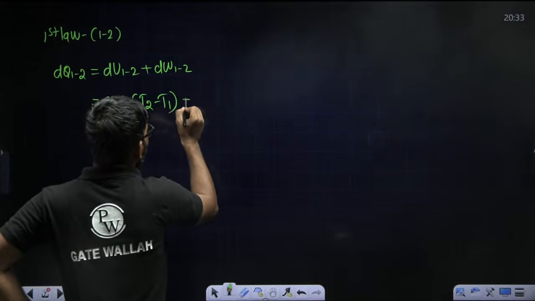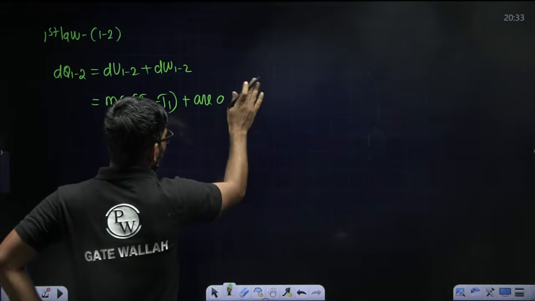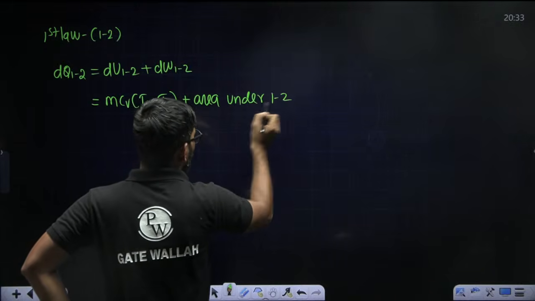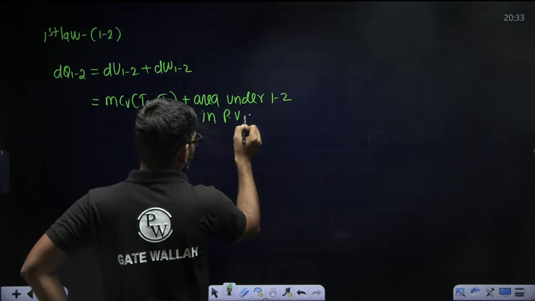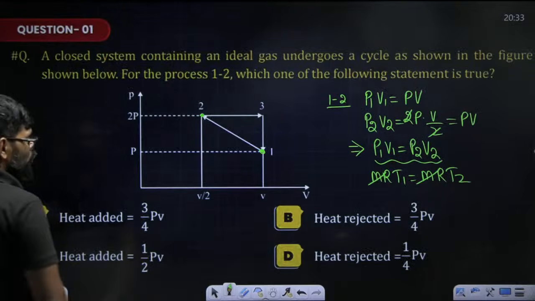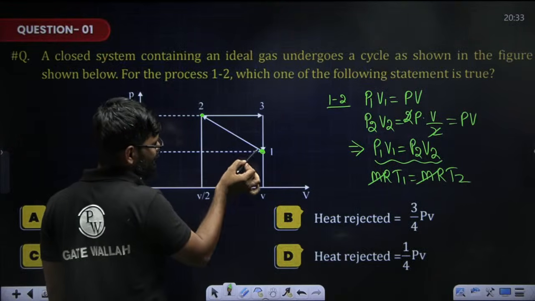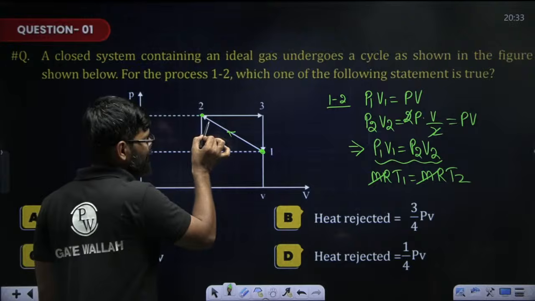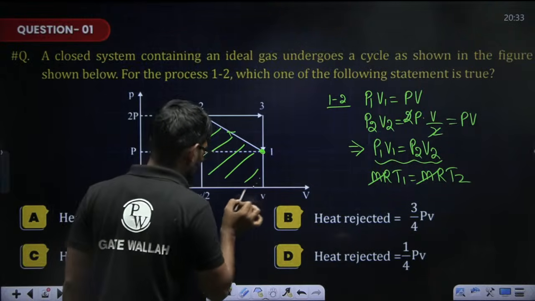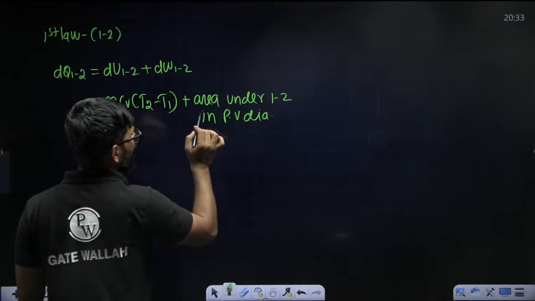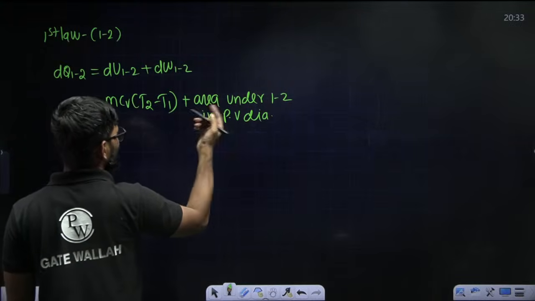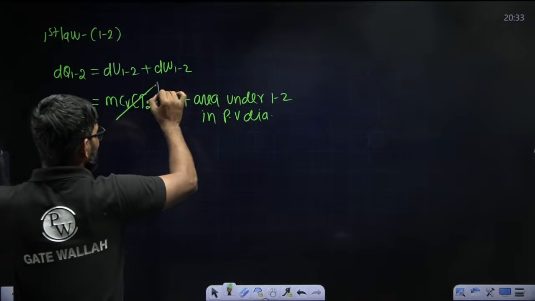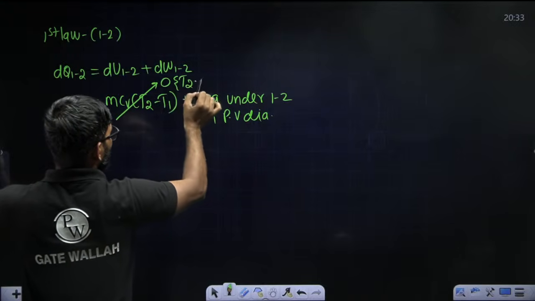The dW value will be the area under the 1 to 2 process in the PV diagram. I have told you that this work is going to be negative first of all, because it is a compression process, and this area will give you the magnitude. So I'll consider it negative here, don't worry. Please understand that the dU term is going to be 0 because T2 is equal to T1.